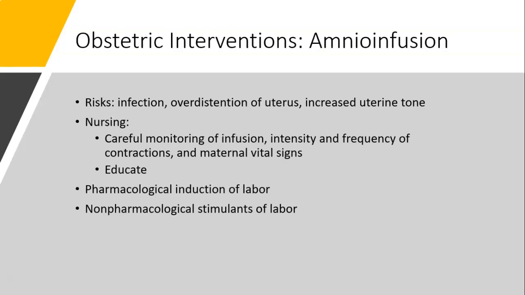Obstetric interventions that we can do for some of these, an amnio infusion. So pregnancy outcomes in patients experiencing variable fetal heart rate decelerations caused by cord compression is improved through the use of this amnio infusion. So what this means is that we instill some kind of fluid into the uterus. So normal saline or lactated Ringer solution is usually what is used. And it can be used to supplement the amniotic fluid volume with oligohydramnios.